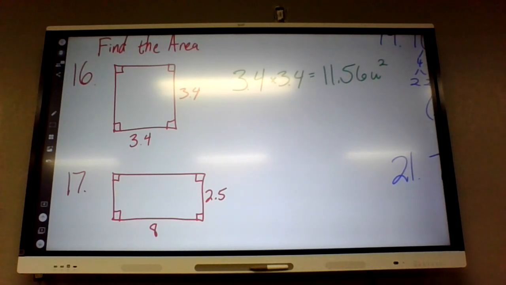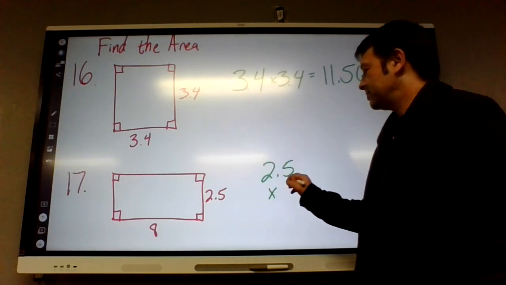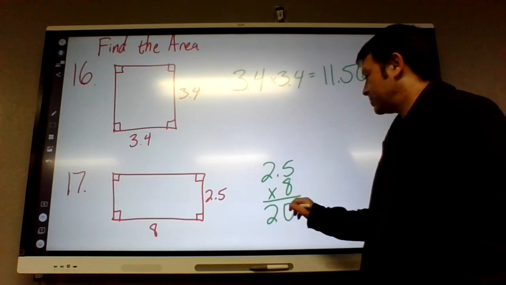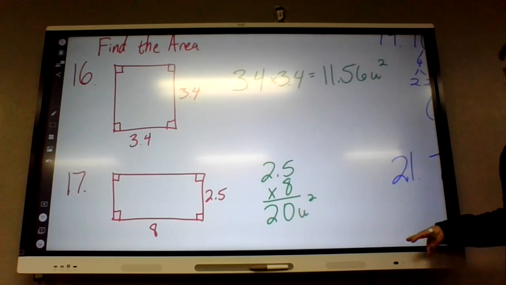So rectangle, what do we do? Length times height. 2.5 times h. I think this is 20. Yep, sure is.